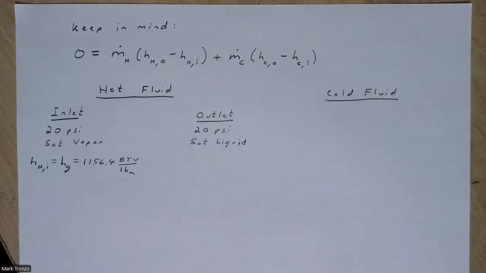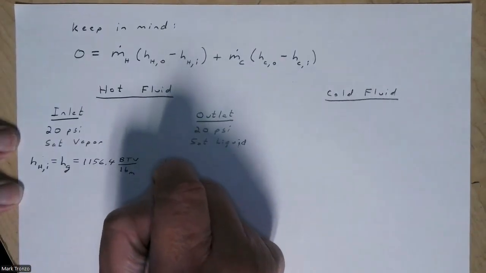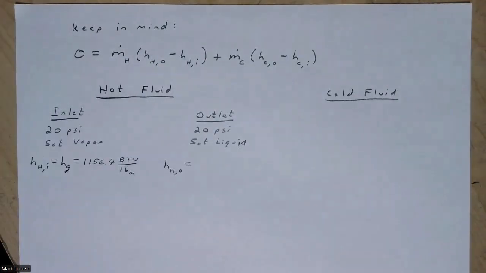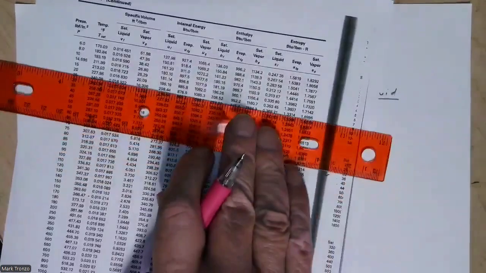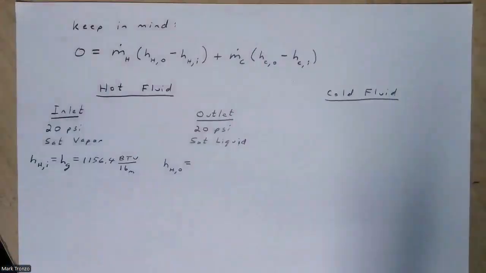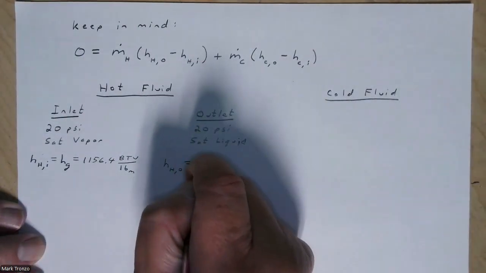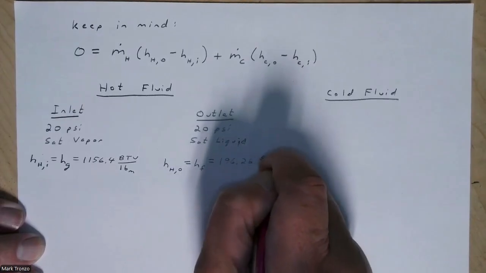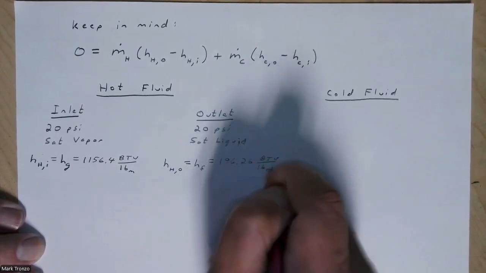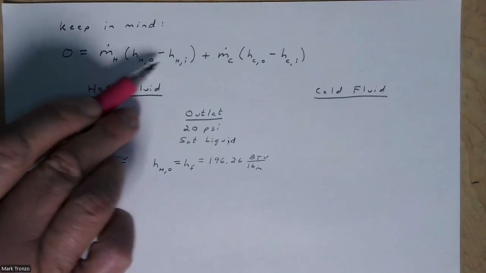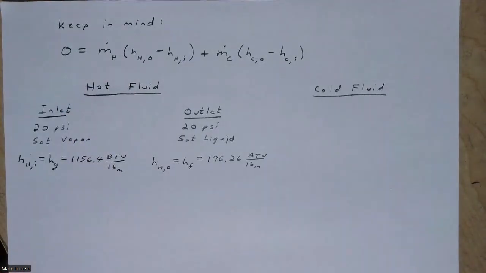And then for the outlet, that's going to be h hot out for the hot fluid out. And we know that's a saturated liquid. So on here, that's going to be our Hf, 196.26. So we have everything we need for the hot fluid. We have both of these values, and we actually know the mass flow rate of the hot fluid. Now, next we'll go to the cold fluid.